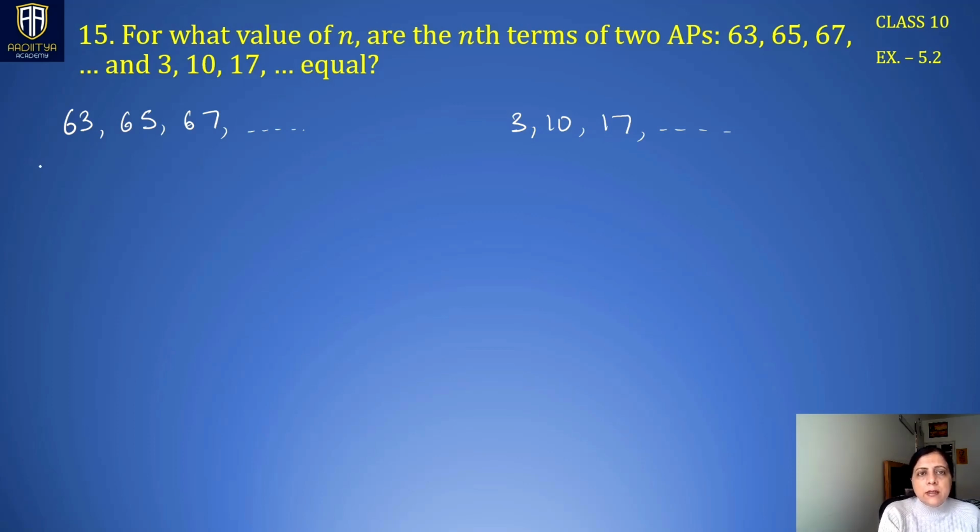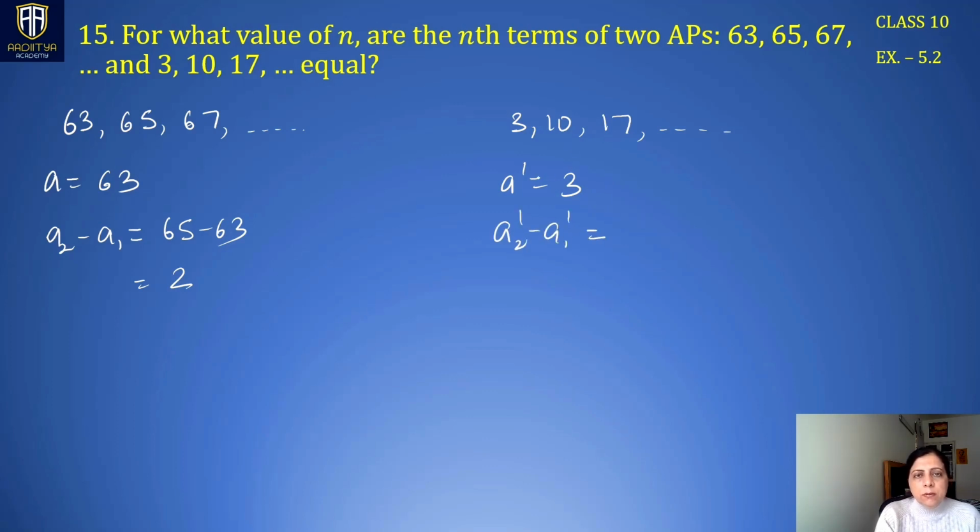So we have to take n as common to both, but A and D are different. Like A here is 63. D is A2 minus A1, that is 65 minus 63, which is 2. Now in this case we can represent the second A as A dash, which is 3, right? And A2 dash minus A1 dash is 10 minus 3, which is 7. So D dash here is 7.